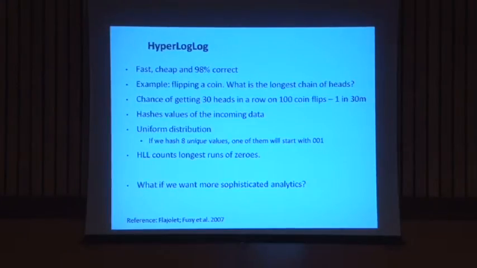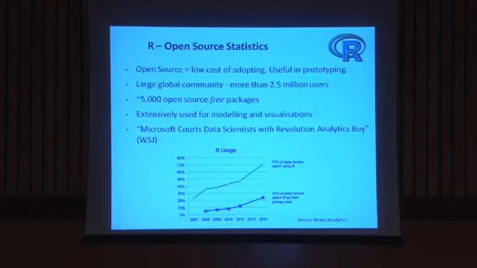So that's all great, but sometimes you cannot really use these algorithms. They are very, very powerful, but sometimes what you want to use in practice is some good old statistical methods written in something like R. So R, as probably everyone here knows, is the open source statistical programming language, so the cost of adoption is very low. It's very useful in prototyping, in statistical modeling.